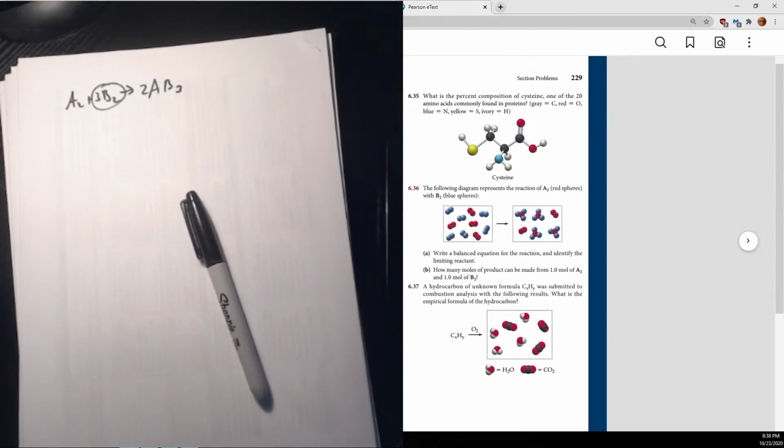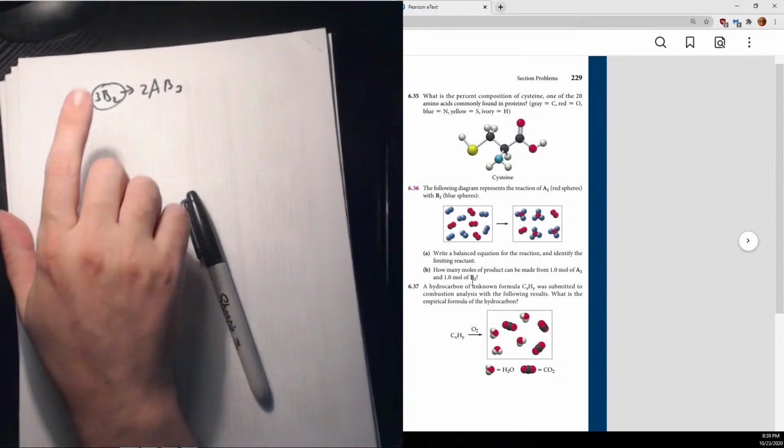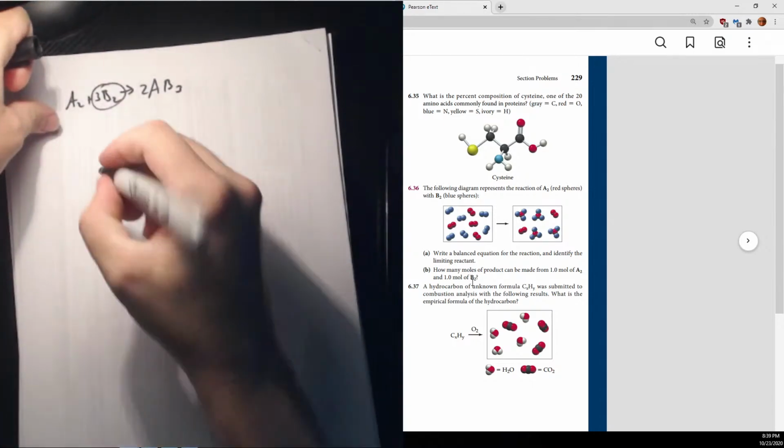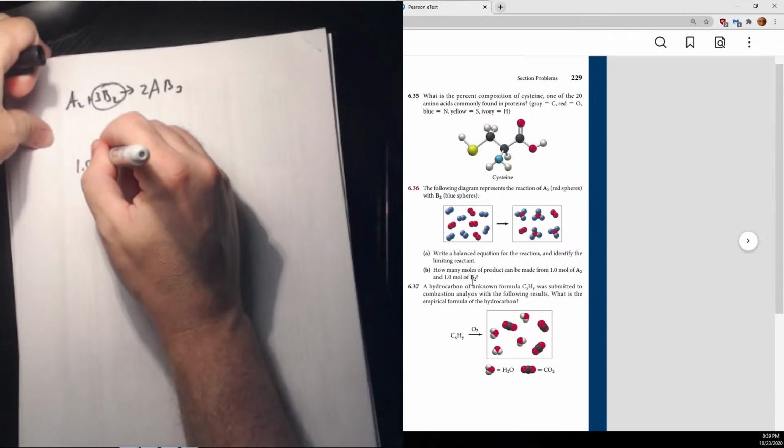All right, how many moles of product can be made from 1 mole of A and 1 mole of B? B is going to, again, be the limiting reactant for this particular problem because you have equal quantities, but B gets used up faster. So you can produce 2/3, so it's going to be 0.67 moles.